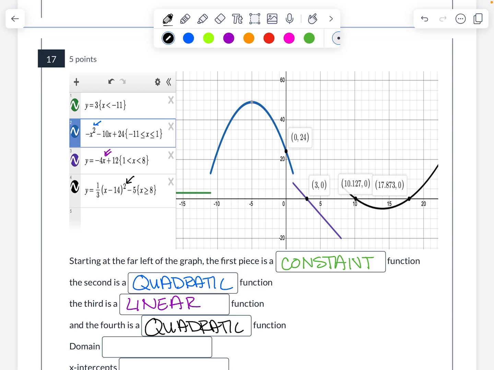Okay? The domain goes from negative infinity to infinity. How do I know that? Well, there's a couple ways to know that. The first way is, even though the graph is broken, it goes from left to right without missing anything. The other way is, this starts with the lowest x imaginable, and this ends with the largest x imaginable. And there's no x's missing. This goes to negative 11. This goes from negative 11 to 1. This goes from 1 to 8. And this goes from 8 up. So there's nothing missing. So it has to be negative infinity to infinity.